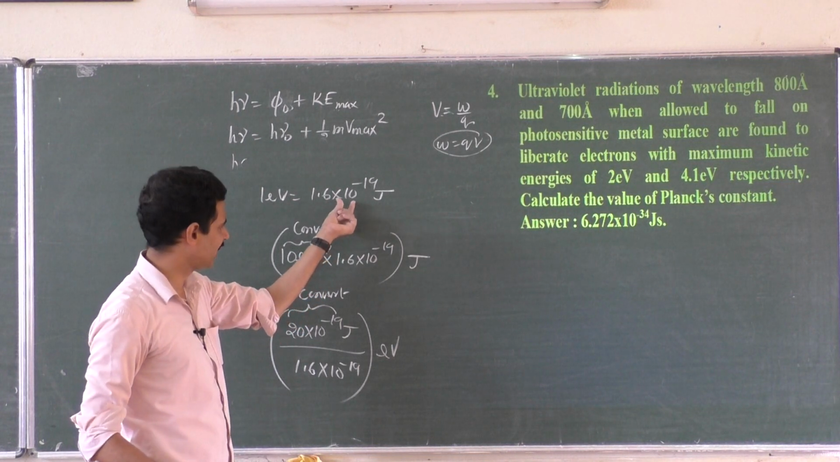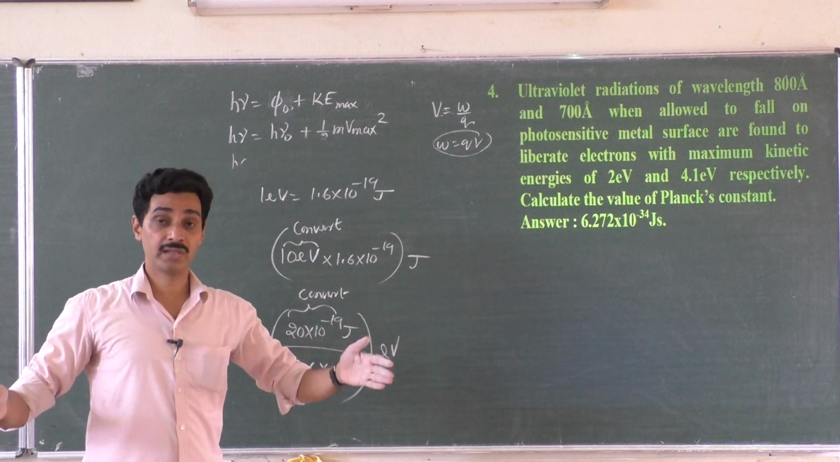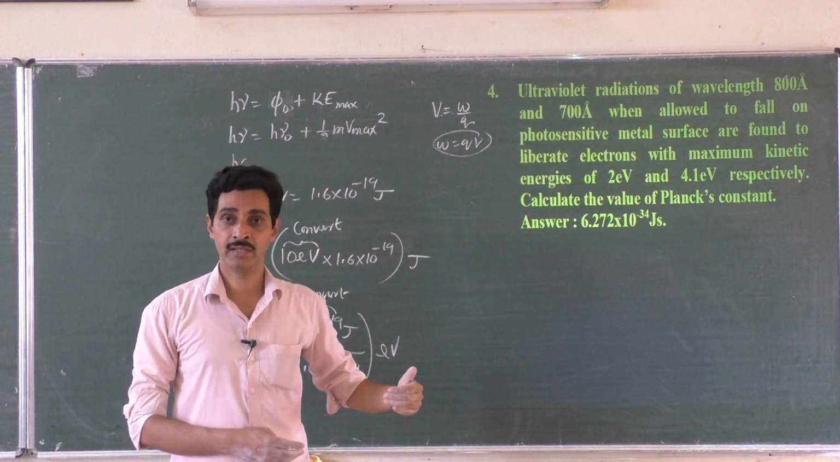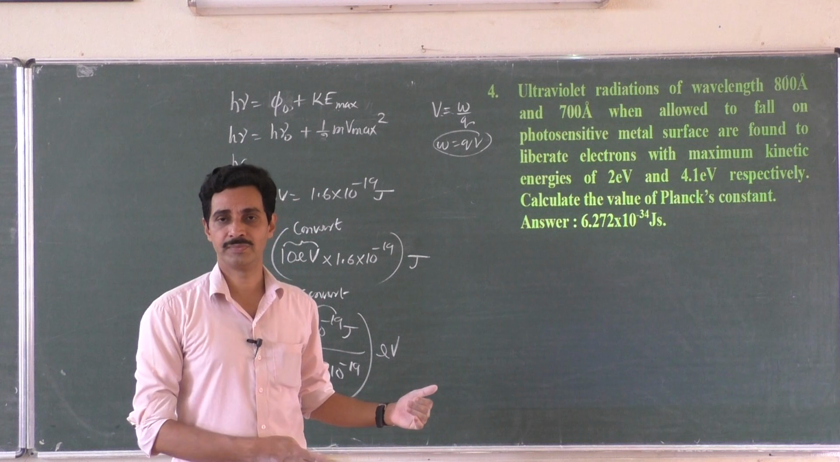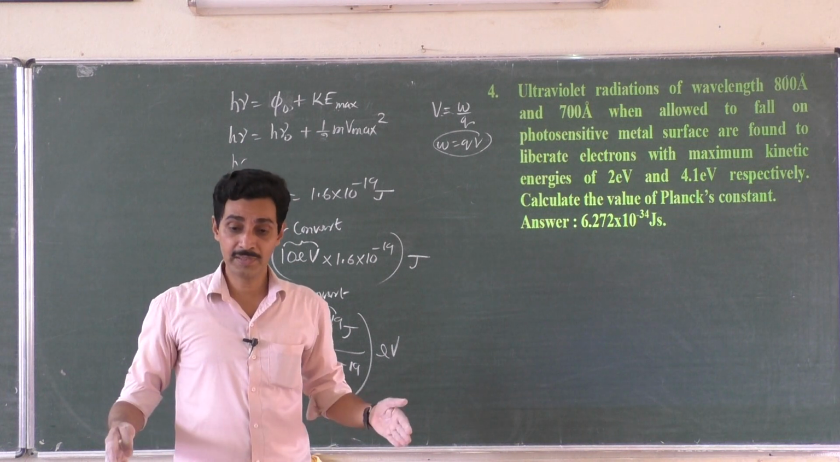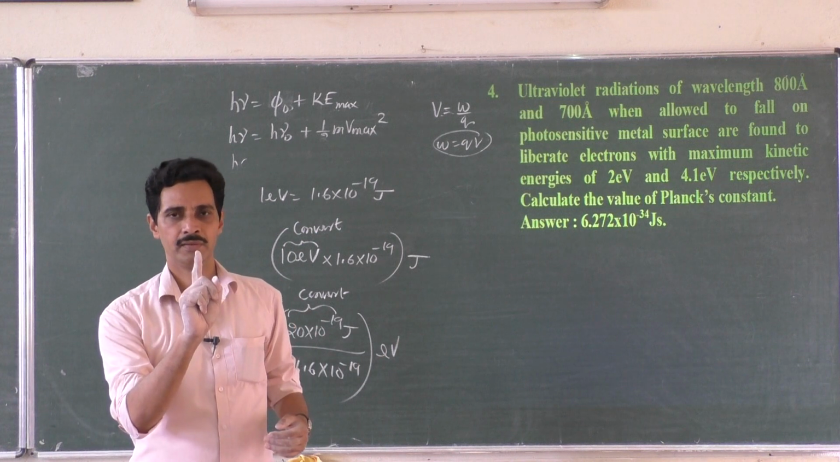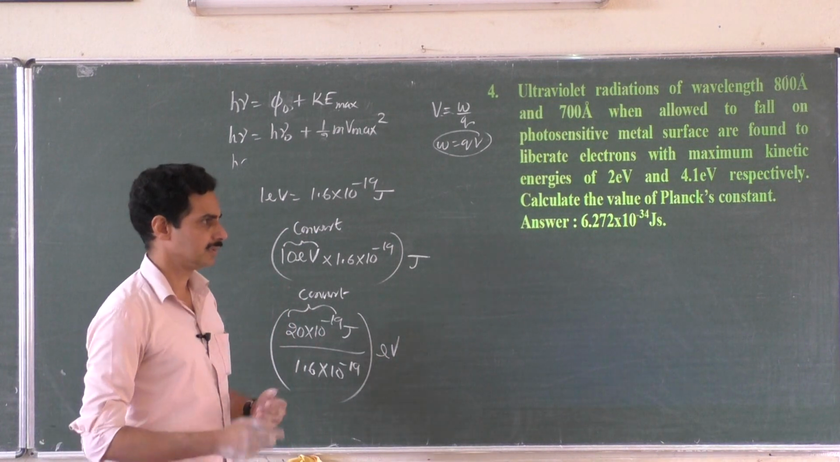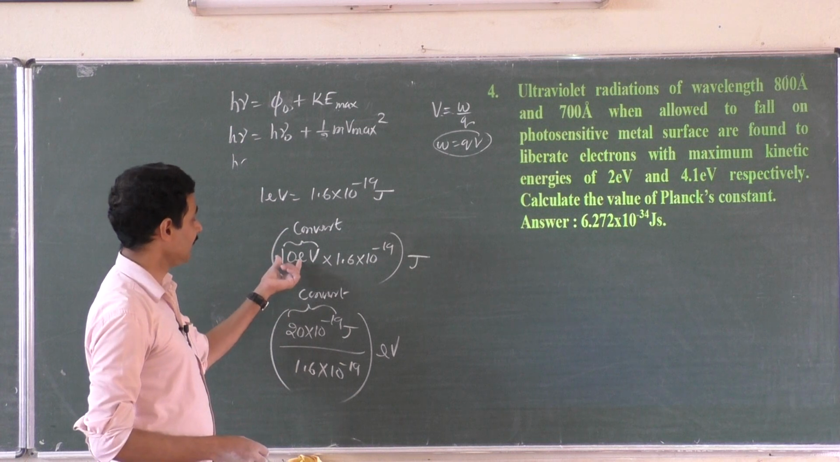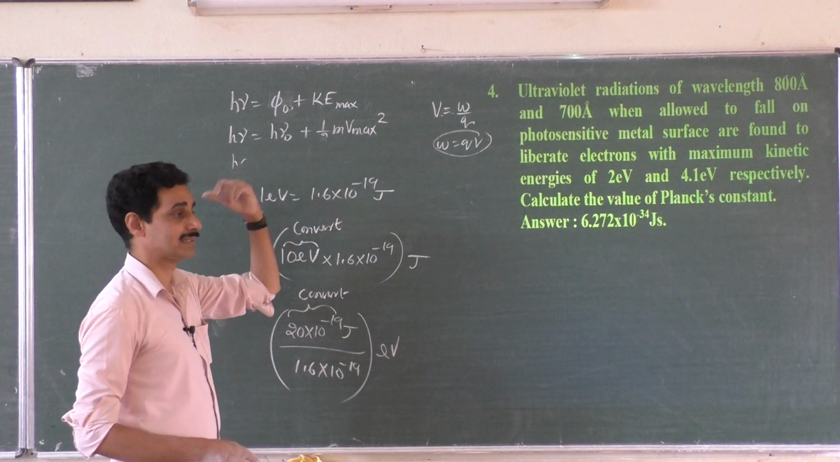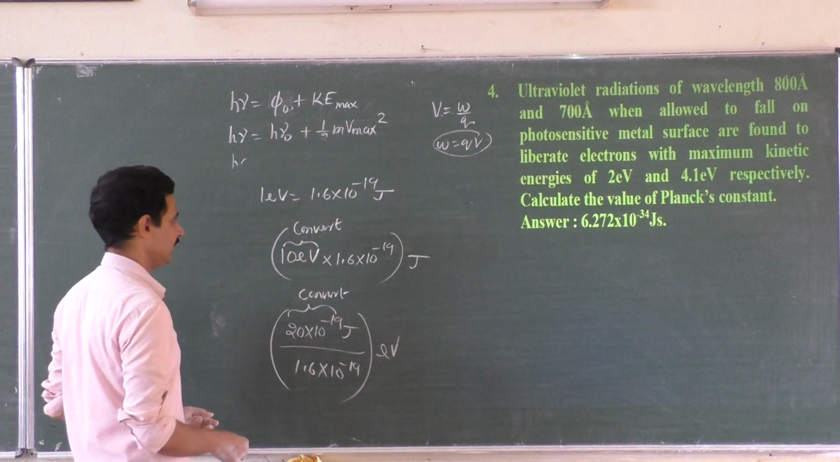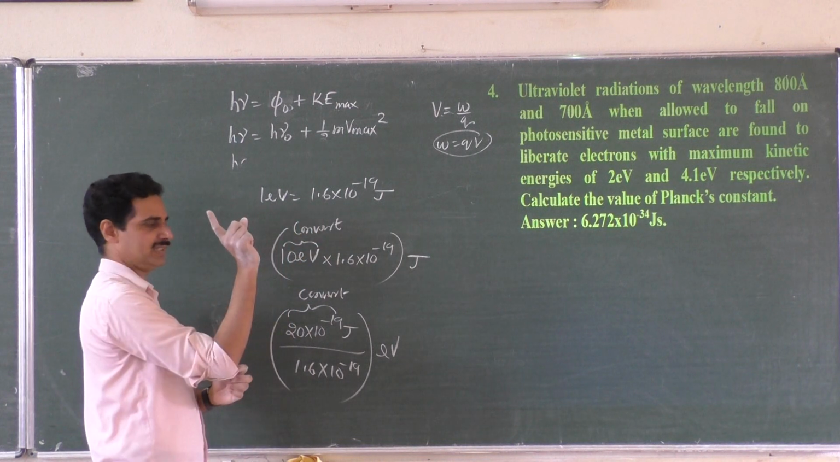So such a small energy is taken as 1 electron volt. 100 kg is taken as something, right? 1000 kg is taken as something like that. 100 centimeter is taken as 1 meter. Such a large quantity is taken as 1 meter. Something like that. So 1 electron volt is taken as 1.6 into 10 to the power minus 19. Such a small quantity is represented as 1 eV.